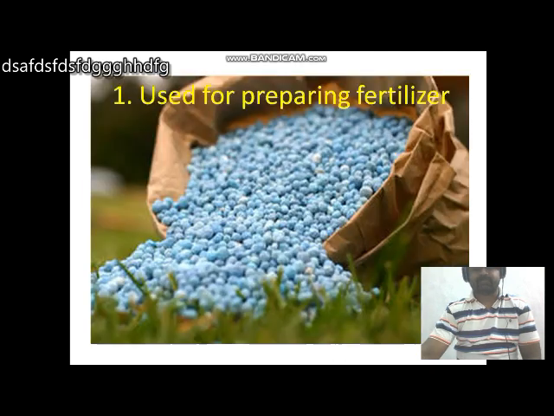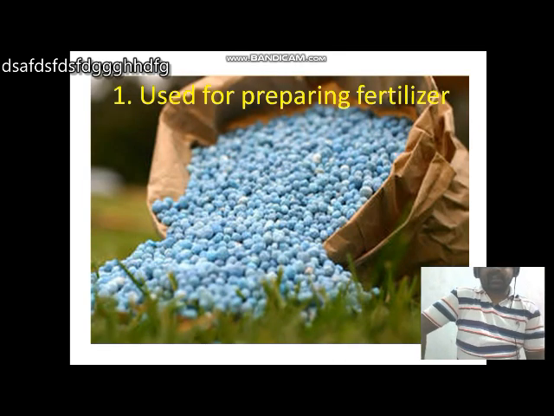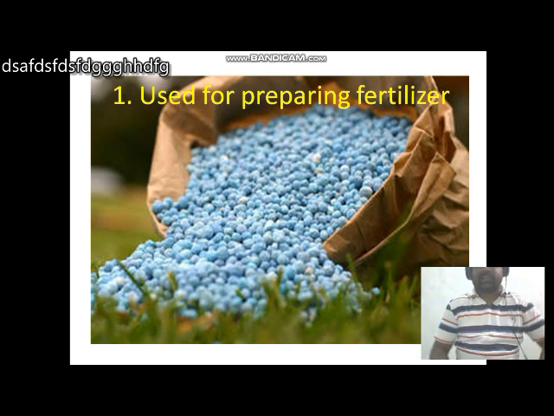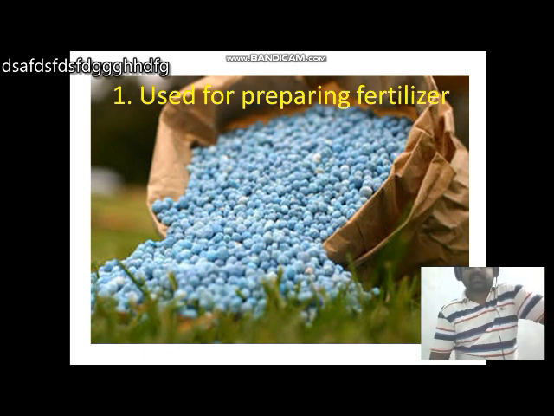First use, nitric acid is used for preparing fertilizer. That means it is used in the preparation of fertilizer. Nitric acid is not the only substance used for making fertilizer. Some other substances are used along with nitric acid, but most importance is given to nitric acid. So that's why nitric acid is used for preparing fertilizer.